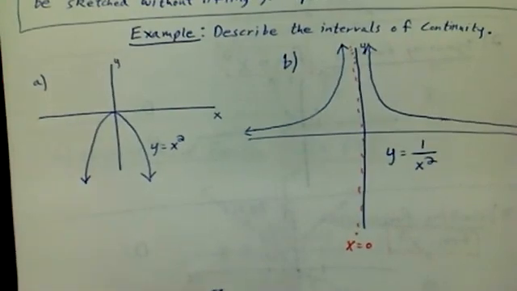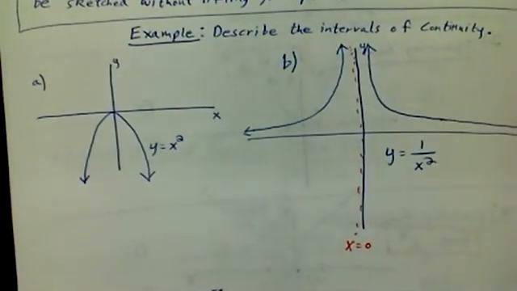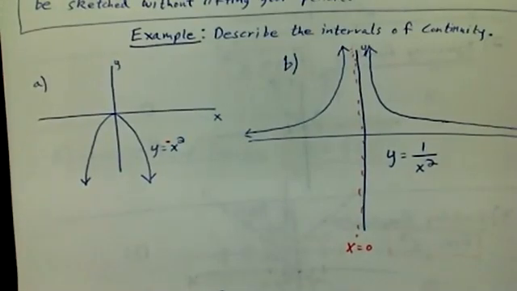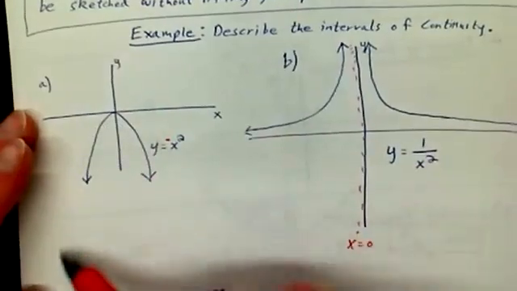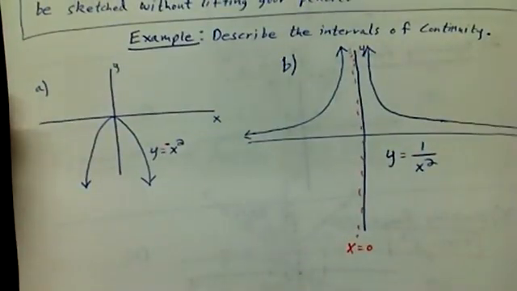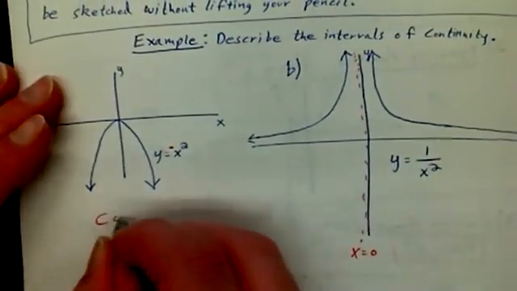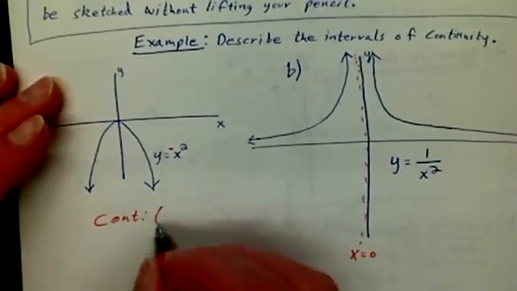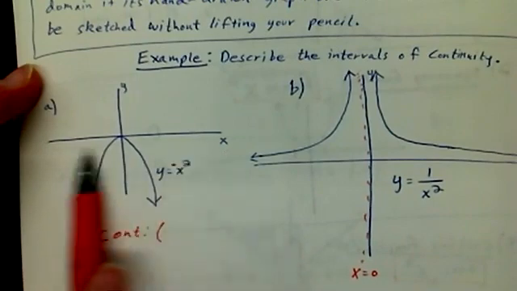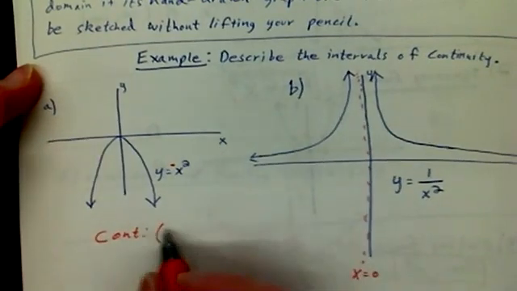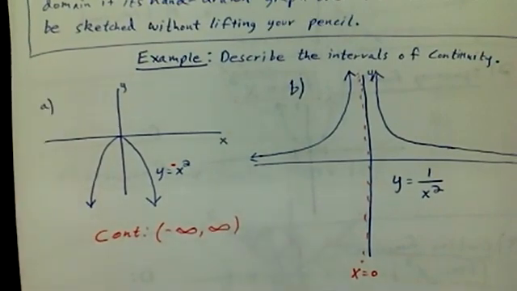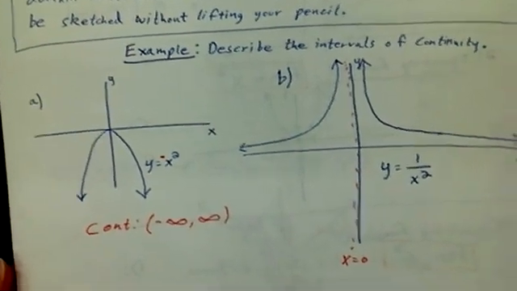So if I look at A, y equals, and that's not x squared, that's negative x squared. Notice that I could draw this and I would never have to pick up my pencil. It's nice and smooth all the time. So if I want to talk about when this thing is continuous, that's everywhere. So we're talking in reference to the x values, always the independent variable. So it's continuous on the interval from negative infinity to infinity, or you could say all real numbers.